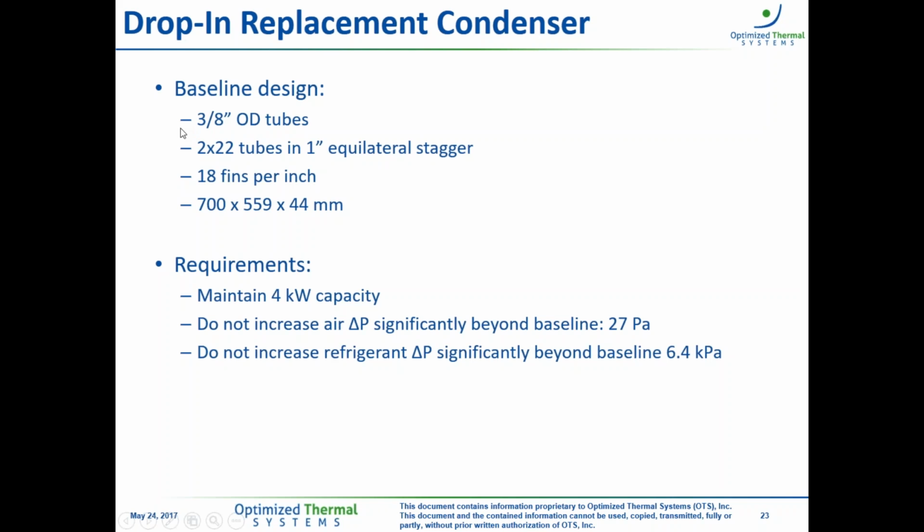So in this case, we're looking at a baseline design that has 3/8" tubes, and our goal is to replace that with a 5mm heat exchanger while not affecting any of these other parameters negatively. So we need to maintain the same capacity, same or similar airside pressure drop, and we can't increase our refrigerant side pressure drop significantly. Although I'll note that this refrigerant side pressure drop is quite low in this case, and some marginal increases to refrigerant pressure drop would be acceptable for this system.